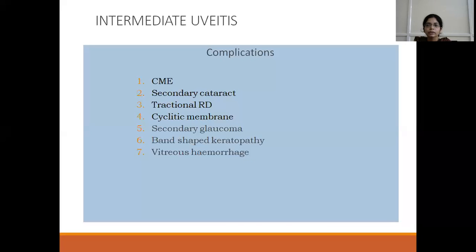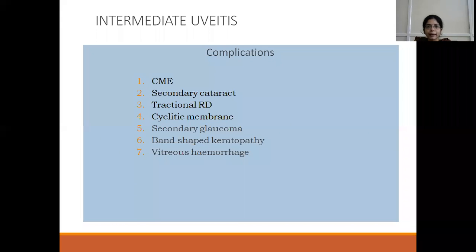Now, what are all the complications of intermediate uveitis? So any kind of uveitis, you can have a myriad of complications, especially if the course is prolonged and very chronic. Coming from anterior to posterior, the complications would be band-shaped keratopathy. Band-shaped keratopathy is a band present in the interpalpebral area on the cornea, specifically seen in chronic uveitis. So it is one of the complications of intermediate uveitis.